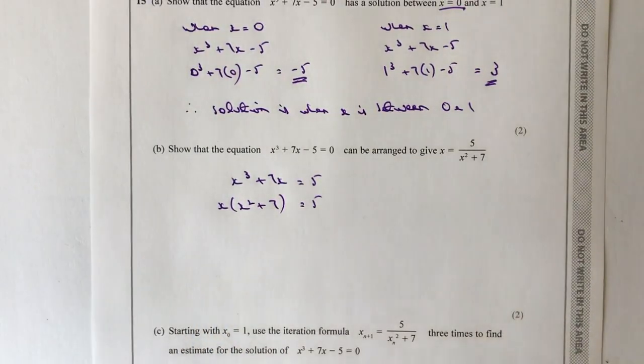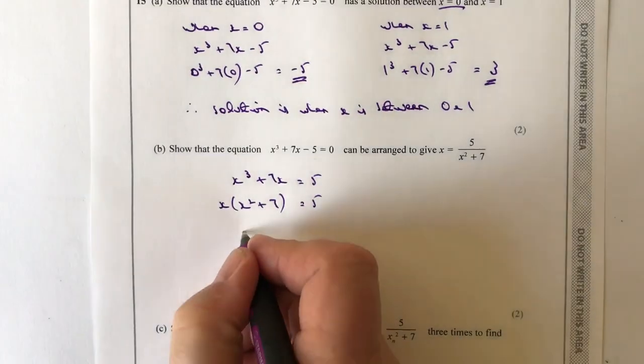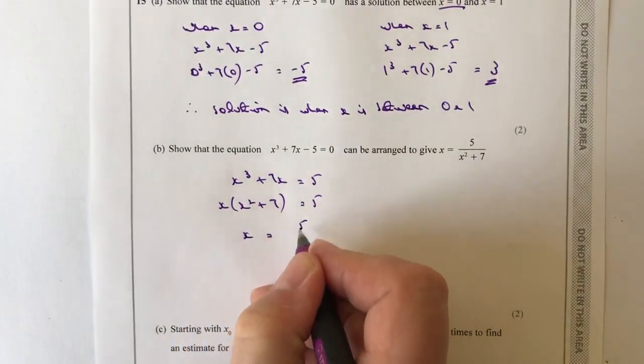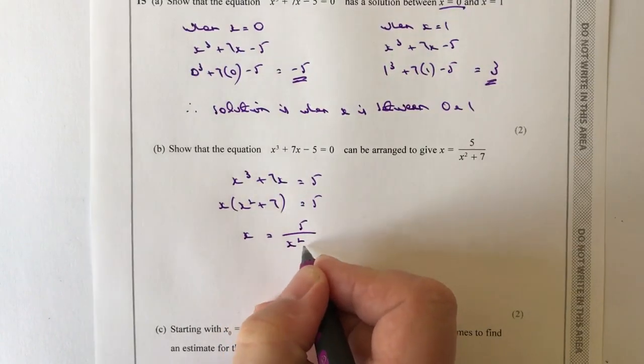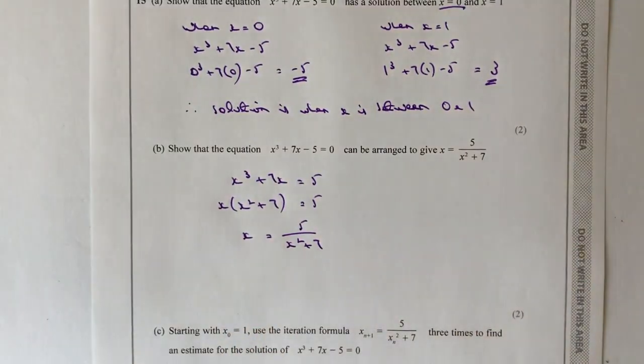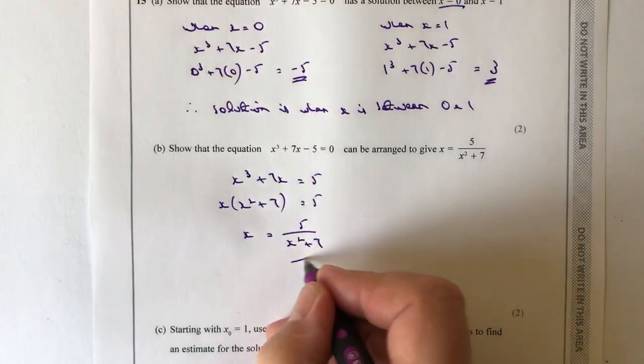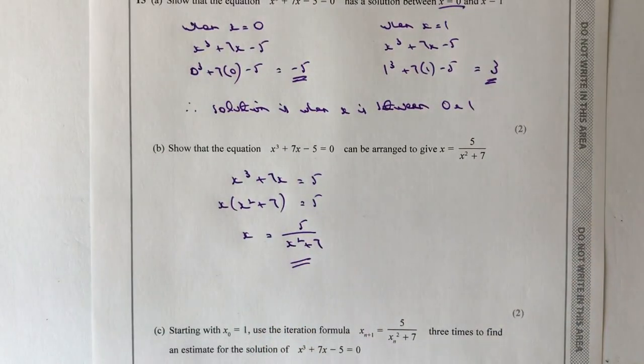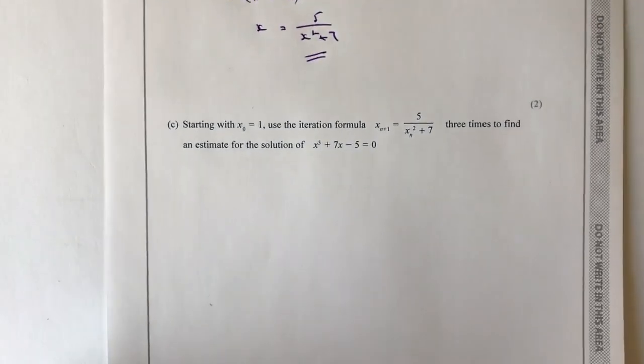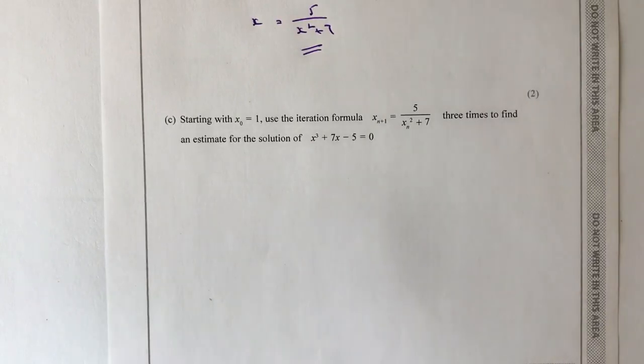Okay, and then if I divide both sides by x squared plus 7, I'm going to get x equals 5 divided by x squared plus 7. And that would be the answer to this particular part B. Okay, and then the final part C is starting with x subscript 0 equals 1. Use the iteration formula 3 times to find an estimate for the solution.